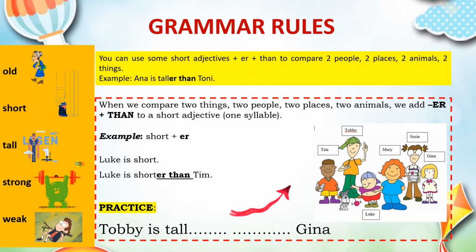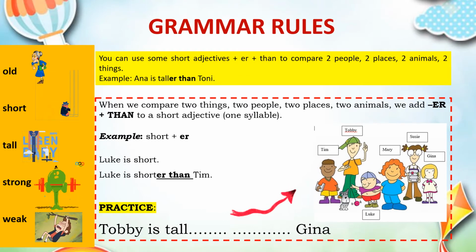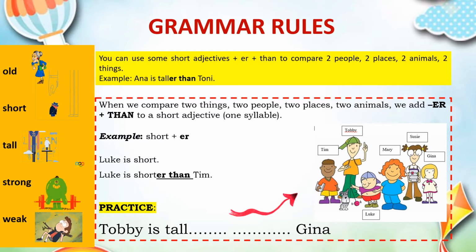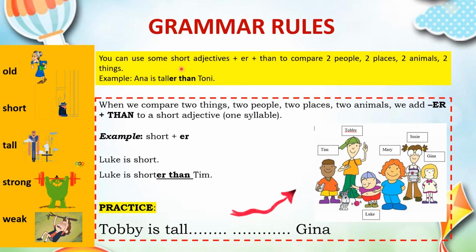There are some grammar rules to form comparatives. First one, you can use some short adjectives plus er plus than to compare two people, two places, two animals, two things. Example, Anna is taller than Tony.